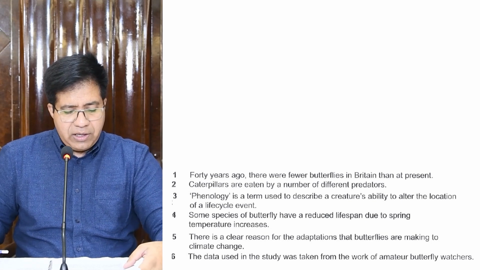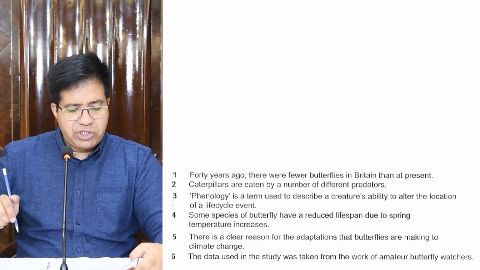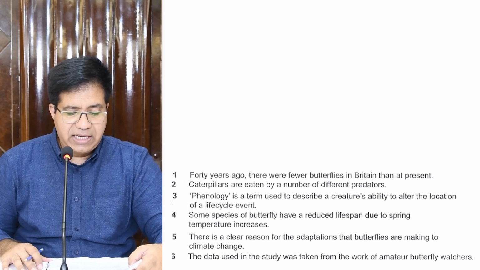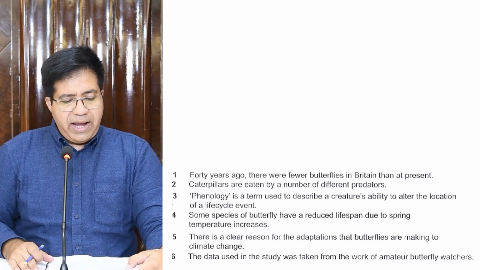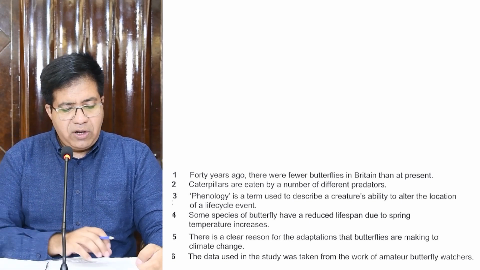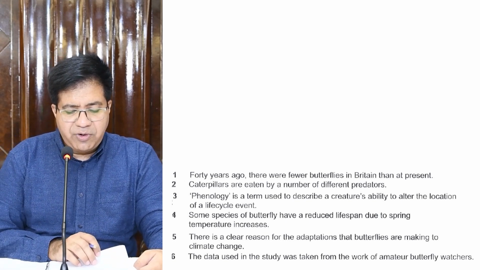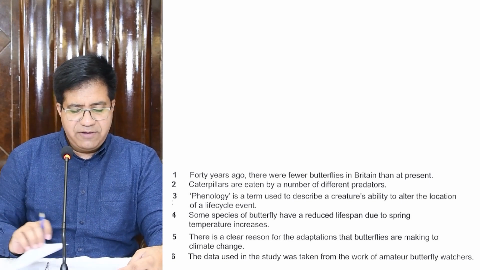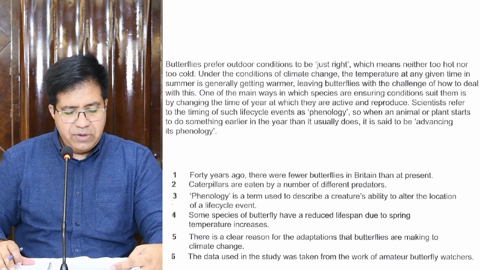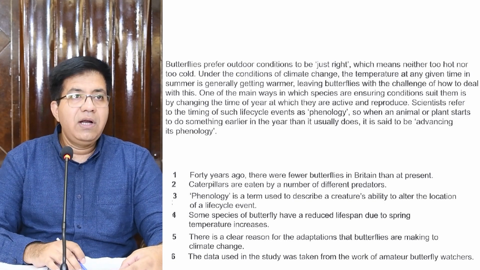Now we come back, look for this phenology. Well done. And you noticed one? All right, now we've got question number 3. Phenology is a term used to describe creatures' ability to alter the location of a life cycle event. So third paragraph, and we've got the word phenology there.